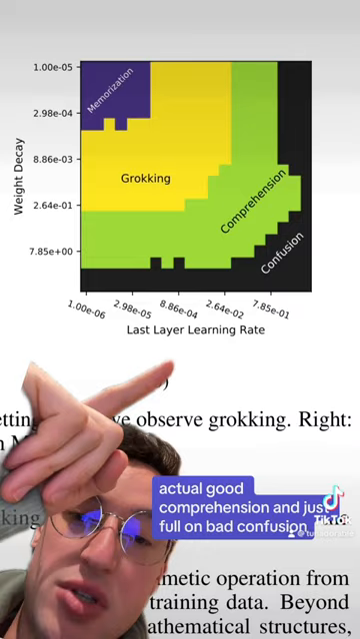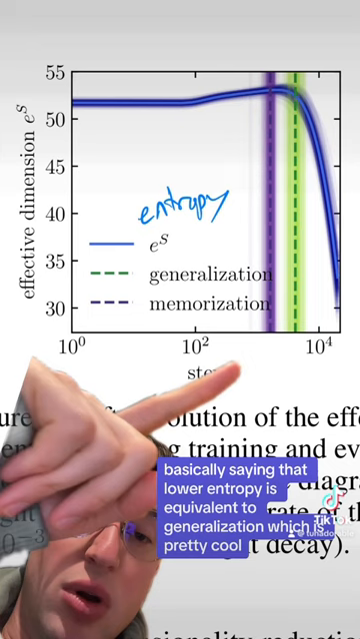The big thing here was the effective dimension, basically saying that lower entropy is equivalent to generalization, which is pretty cool.